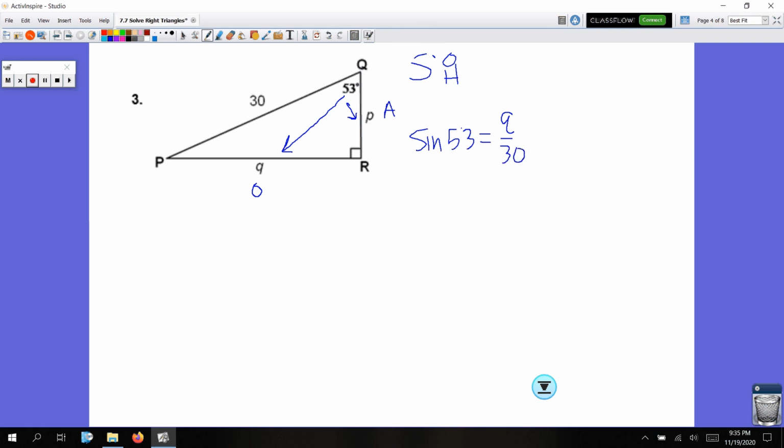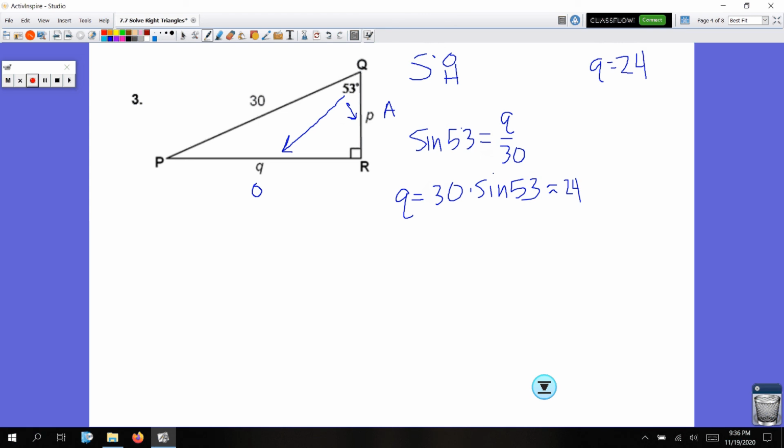Right, we multiply both sides by 30 and I get Q is equal to 30 times sine of 53. All right, so I'm just going to write Q equals. Here we go. Let's plug it in. So 30 times sine of 53 is 24. When I round to the nearest tenth, this is 24. So that side length is 24.